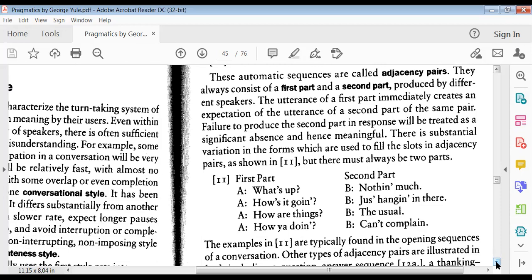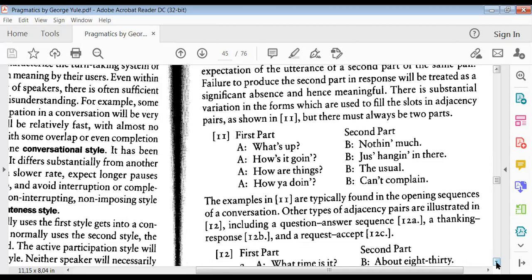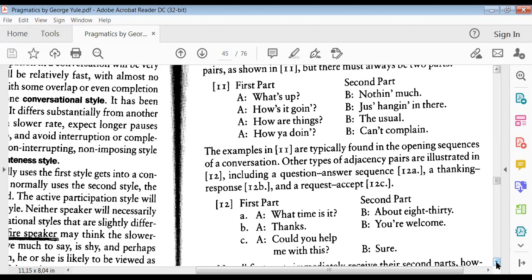Now, there is substantial variation in the forms which are used to fill the slots in an adjacency pair, as shown in example 11, but there must always be two parts. Look at this first part. What's up? The second part is nothing much, but it's likely to have other responses. How is it going? Just hanging in there. And depending on the nature of the situation, the response is likely to vary. How are things? The usual. So this is one possible response for how are things, but there are other possible ones. And as I have just said, there is variation depending on the social group and depending on the nature of the situation in which the conversation occurs.